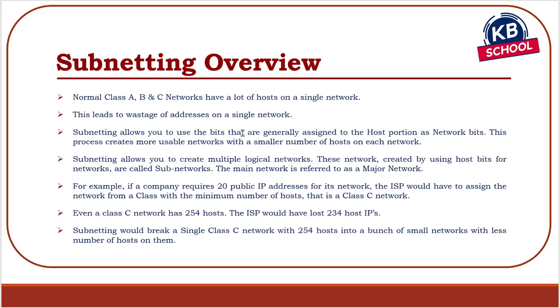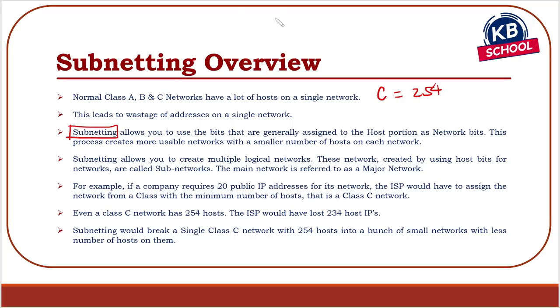So as a recap of subnetting, normal class A, B, or C networks have a lot of hosts on a single network. We'll take a look at A and B later on, but let's focus on C over here. Even C has 254 hosts. This leads to a wastage of addresses on a single network. I gave you an example of that. And to get around that, I will use subnetting.